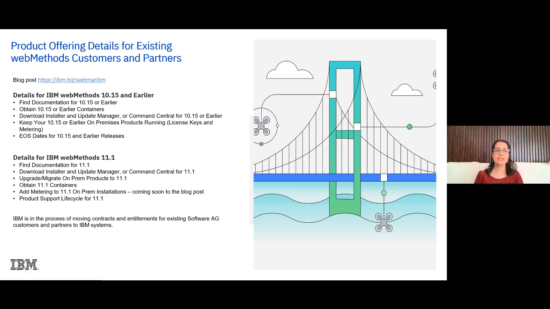Specifically, you will find details for, for example, IBM webMethods 10.15, and all the products for 10.15 and earlier are documented. And how do you access the installer and update manager? You will find more technical details and instructions over there. Also, in terms of license keys and metering, there have been questions on that for previous versions.